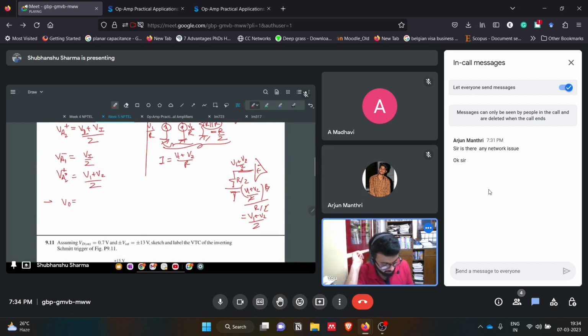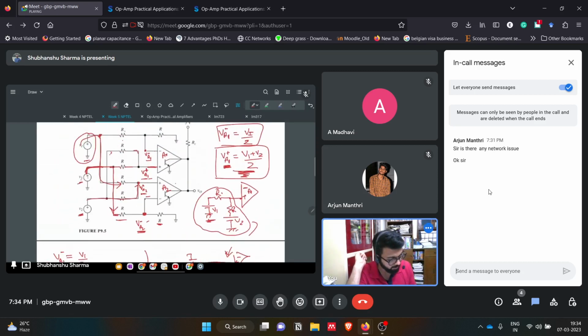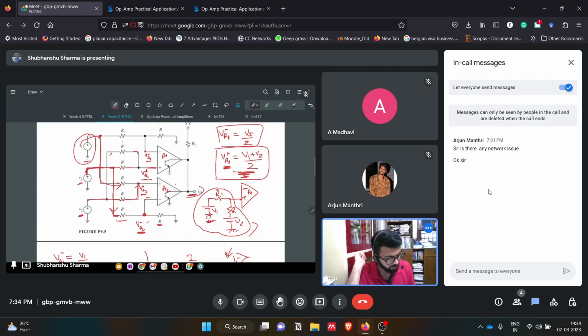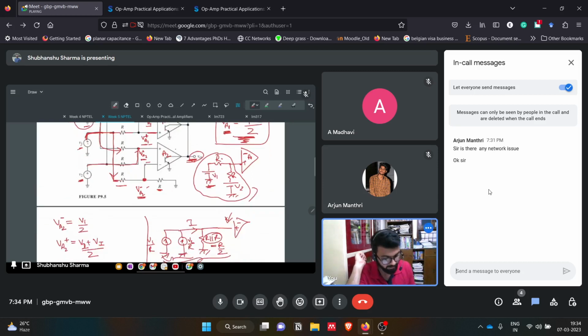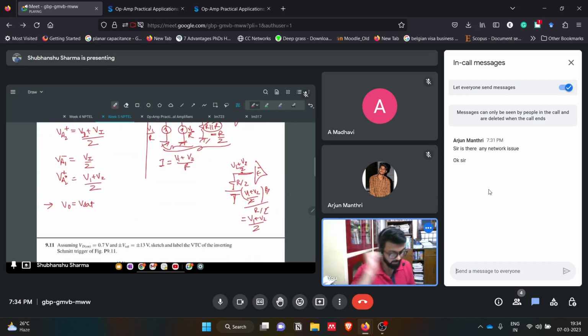Let's assume that the output is V saturation. The window detector output here, that is this V naught, is V saturation, that is at the high stage. So what will happen in this case? It will happen when VA1 plus is greater than VA1 minus and VA2 plus is greater than VA2 minus.